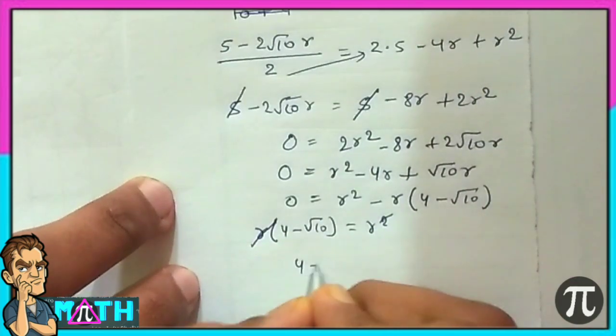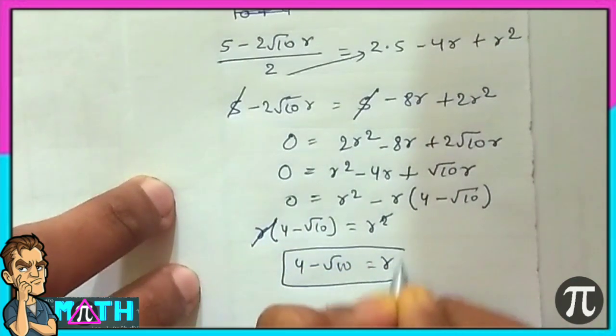We can cut r from both sides and we get r is equal to 4 minus root 10.